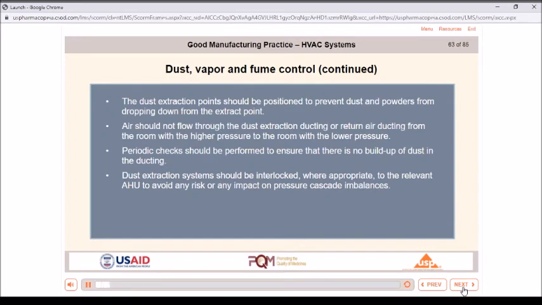Dust, vapor, and fume control continued. The dust extraction points should be positioned to prevent dust and powders from dropping down from the extract point. Air should not flow through the dust extraction ducting or return air ducting from the room with the higher pressure to the room with the lower pressure. Periodic checks should be performed to ensure that there is no buildup of dust in the ducting. Dust extraction systems should be interlocked, where appropriate, to the relevant AHU to avoid any impact on pressure cascade imbalances.